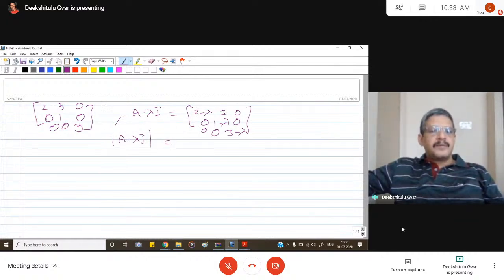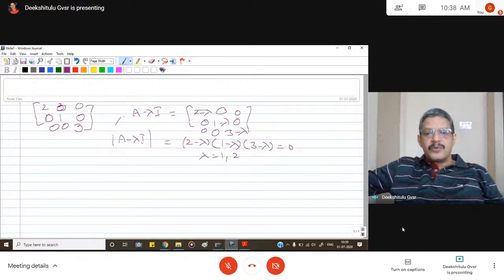Even if you have a 0 here, what happens then? 2 minus lambda into 1 minus lambda into 3 minus lambda is equal to 0. So what are the eigenvalues? Lambda is equal to 1, 2 and 3. What are those things? They are nothing but the diagonal elements. So you have seen that, diagonal elements.